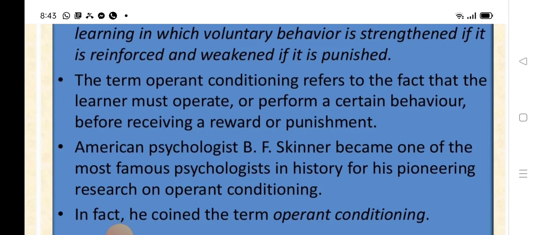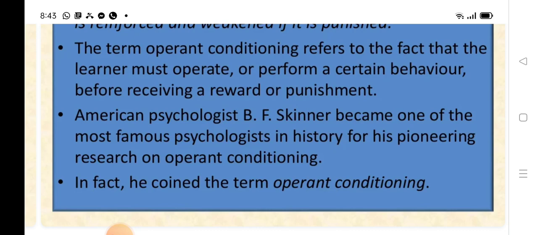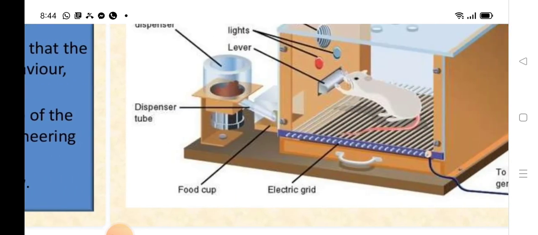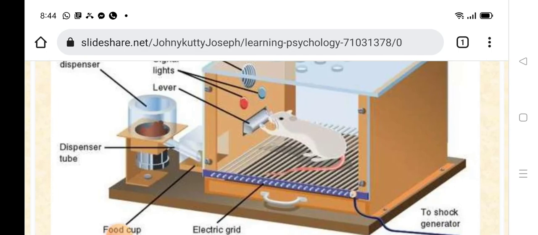But American psychologist B.F. Skinner became one of the most famous psychologists in history for his pioneering research on operant conditioning. In fact, he coined the term operant conditioning. So, can you see this?